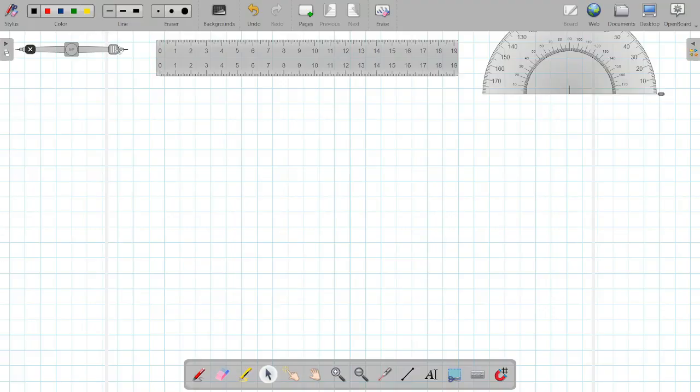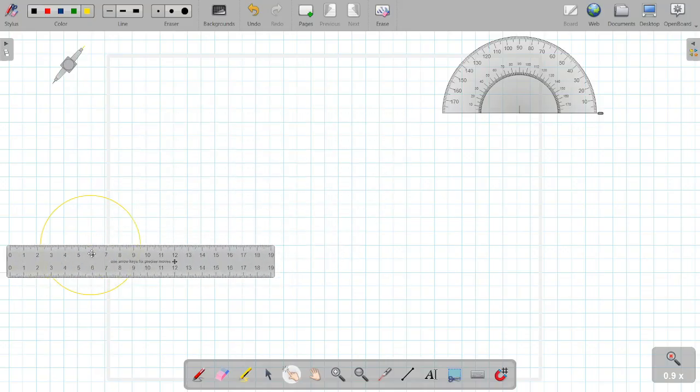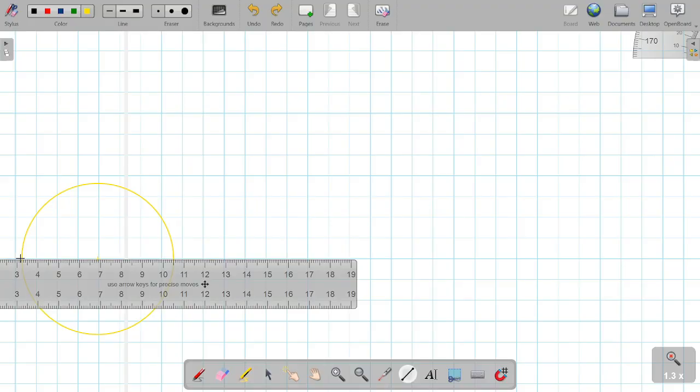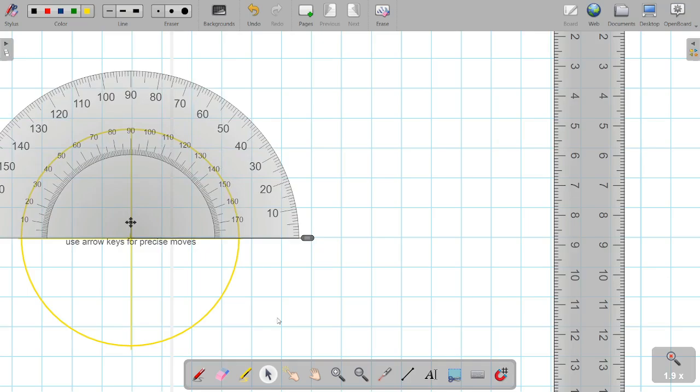So first we will make a circle of 70 mm diameter, that is the radius 35. Then we have to divide this circle into 8 equal parts. Then using a protractor, we need to mark 45 degrees on both sides. So 45 is here.